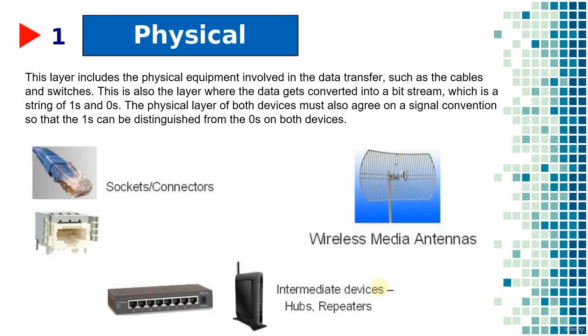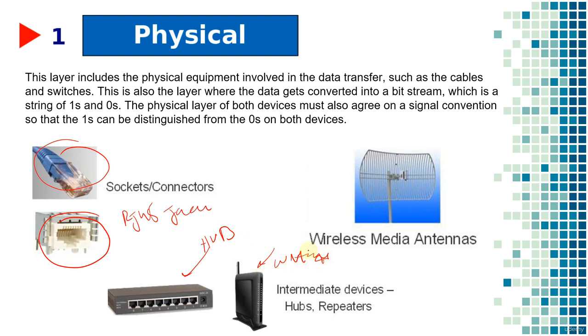So let's head over to the next slide, which is talking about the physical layer. And as the name suggests, physical, it means we are going to handle these cables physically. We have these RJ45 plugs, jacks. Then we have these hubs. We have these wireless devices, repeaters. Then we have these wireless media antennas.